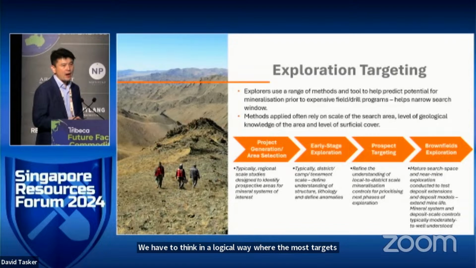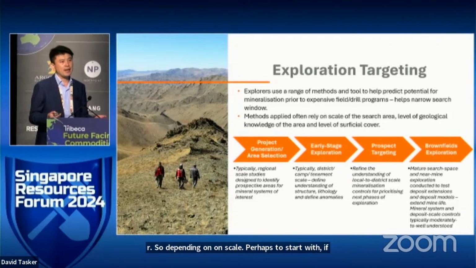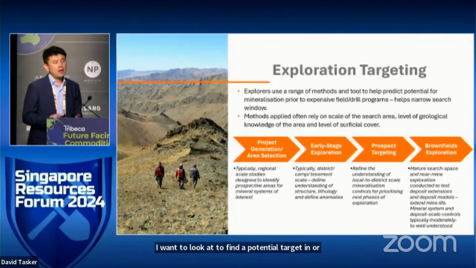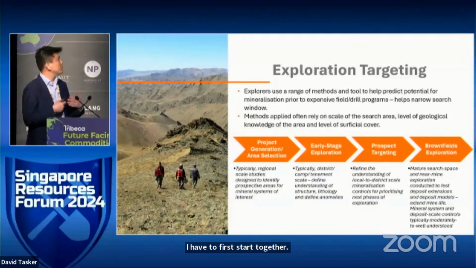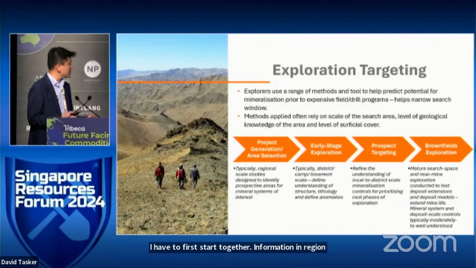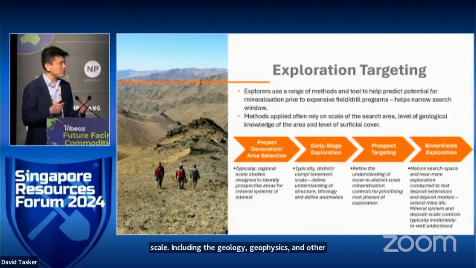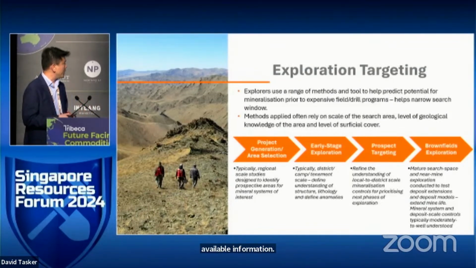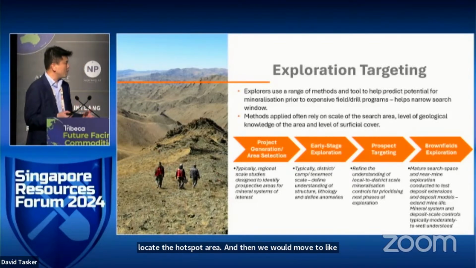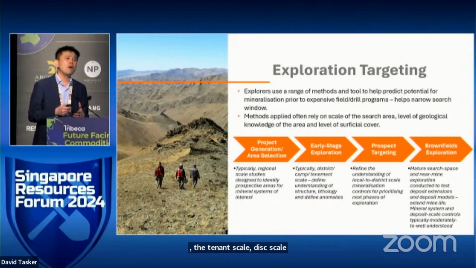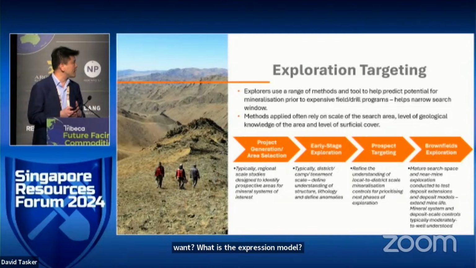Depending on scale, perhaps to start with, if I want to find a potential orogenic gold target in Western Australia, I have to first gather information at regional scale, including the geology, geophysics, and other available information, plus some historical information. Try to put things together and locate the hotspot area. And then we move to the tenement scale, the district scale. We further drill down: what's the target you really want? What is the exploration model? We try to see what are the most important factors that control the mineralization.